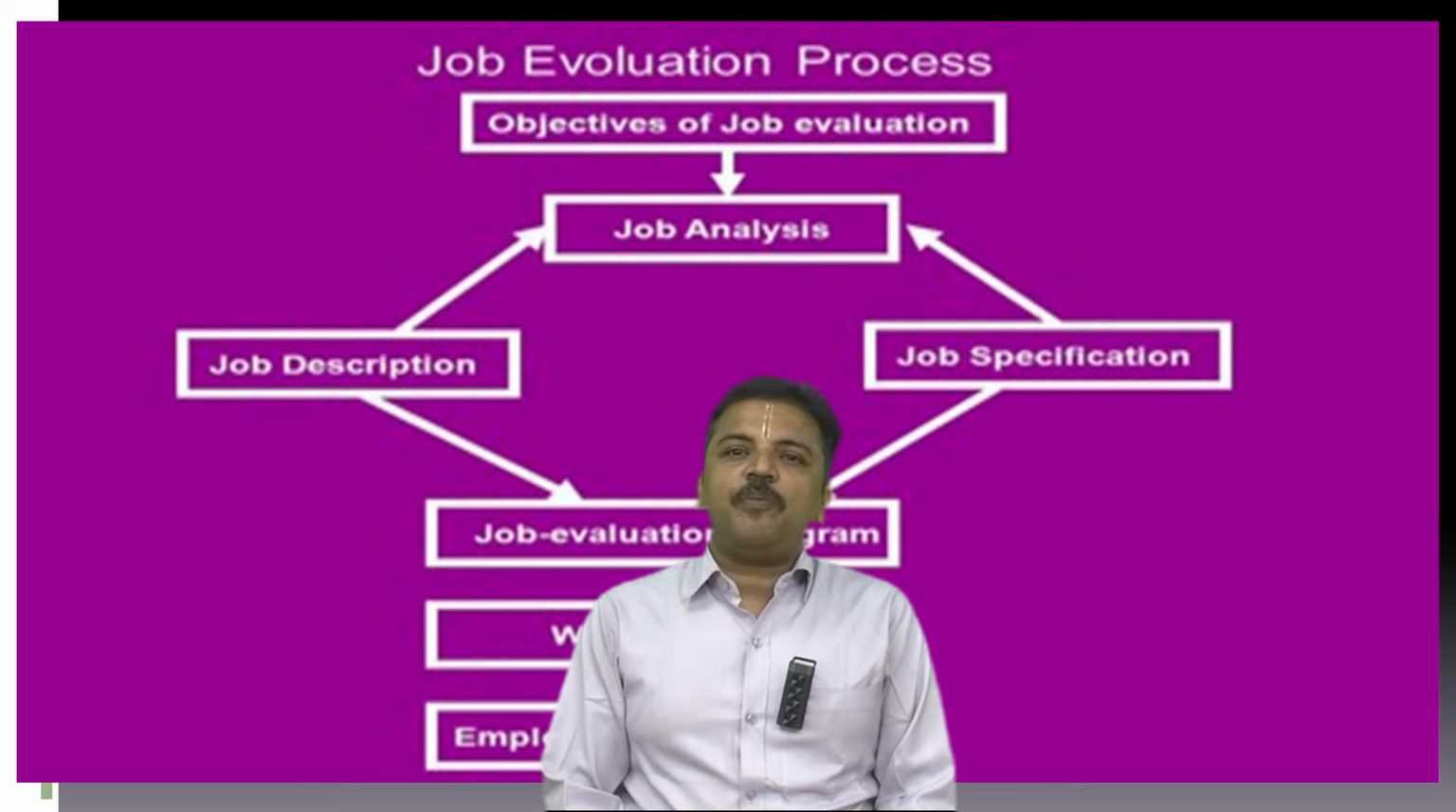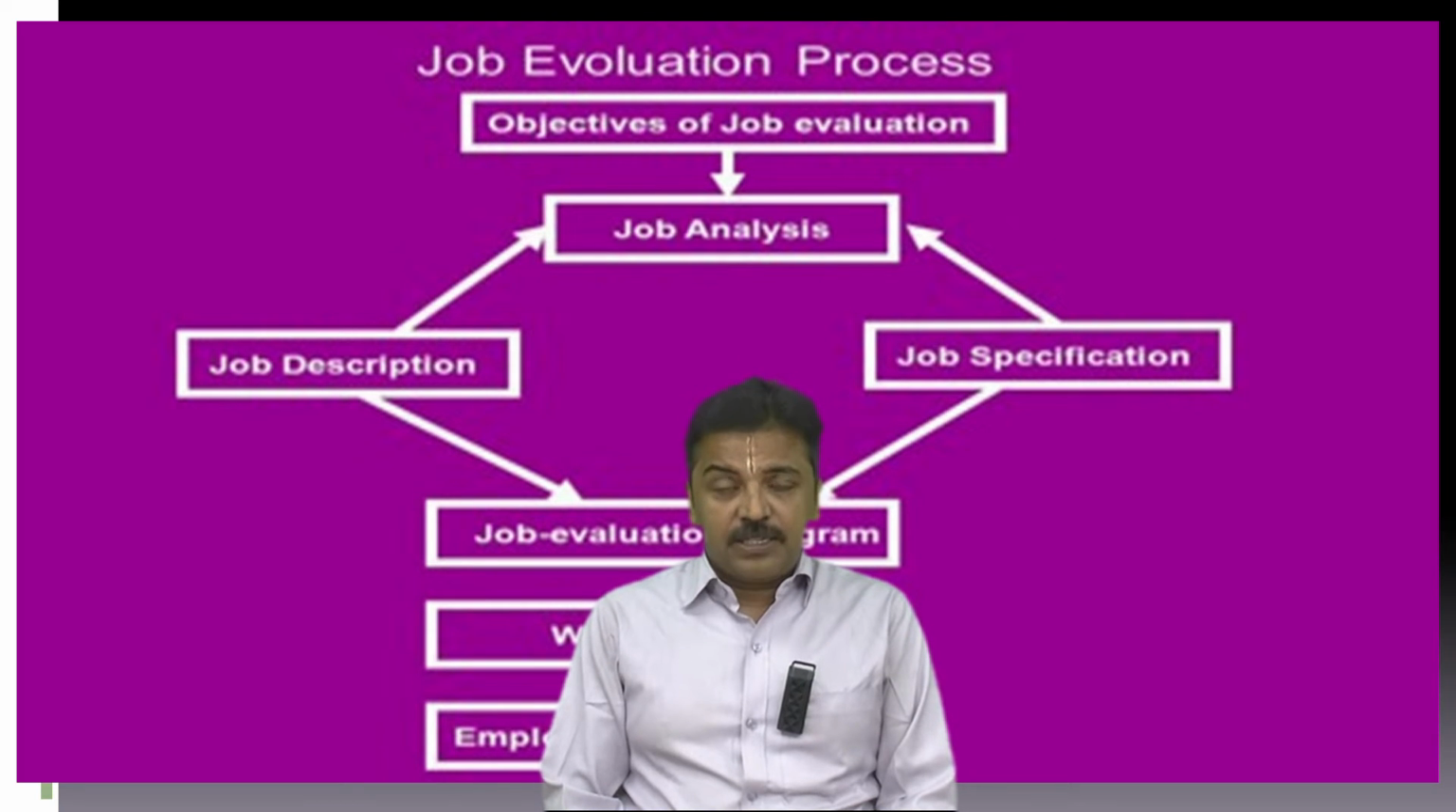When we talk about job specification, it tells about the person inside the job. It means what qualifications an employee should possess, what experiences an employee has, and what skill set an employee has. So, when we talk about the job, it is all about the job description. When we talk about the individual employee, it is all about the job specification.